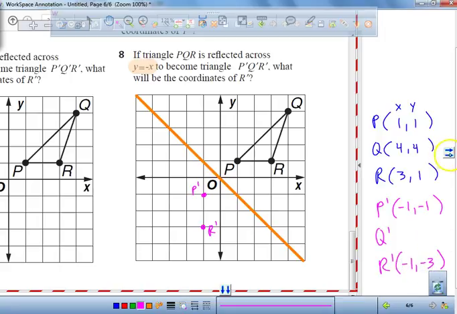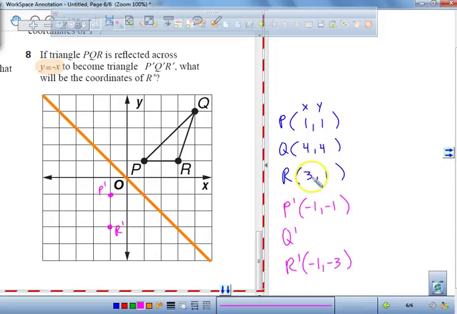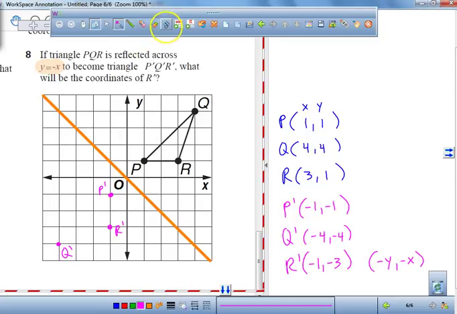Interesting. Look what happened with this. If this was an X and a Y, what happened? It looked like this became the negative Y and the negative X. Let's see if that works without even doing anything. So this should be at a negative 4 and a negative 4. Let's see if it works. 1 diagonal, 2 diagonals, 3 diagonals, 4 diagonals. Yes, it works. 1, 2, 3, 4. Right here, this would be your Q prime.